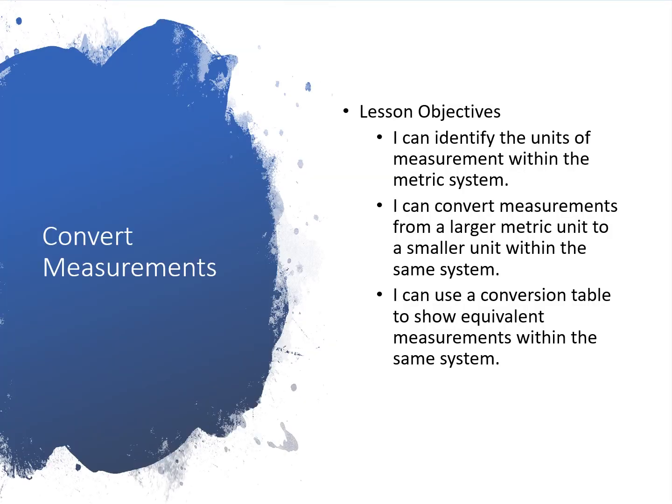Here are the lesson objectives. So these are the I cans, what you should be able to do after the end of the entire chapter, or lesson 23. I can identify the units of measurement within the metric system. I can convert measurements from a larger metric unit to a smaller unit within the same system. And I can use a conversion table to show equivalent measurements within the same system.